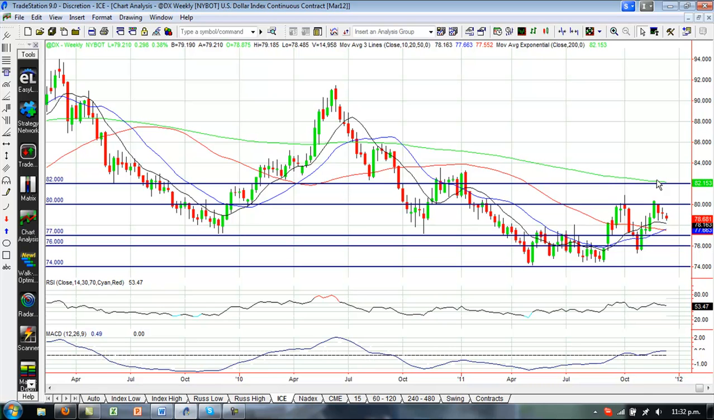Considering we've come up into 80 a number of times and failed, we've found some good support while we have been above it, and on one occasion found really good support and had a big rally. But right now, we've come up, we've tested it, we've tried for a couple of weeks to get above it and failed, and actually we've got two quite bearish candles.